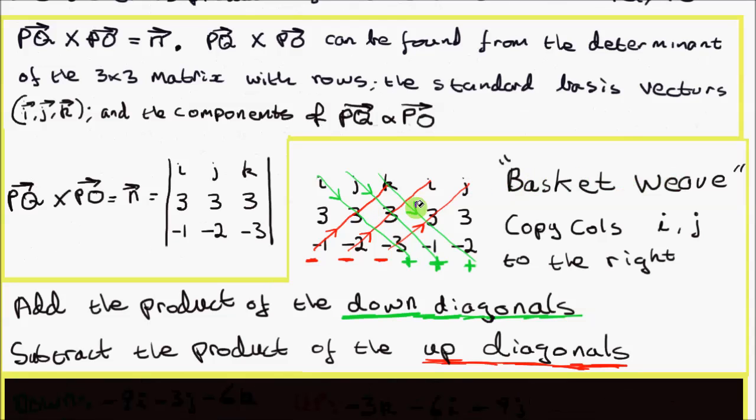Now the technique I'm going to use to find the determinant is the basket weave technique. There are other methods, which all give the same answer. They all give the answer of PQ cross PO. In the basket weave technique, we copy our columns i and j, and we place them to the right of this 3 by 3 matrix. Now we end up with a 5 column 3 row matrix. The basket weave technique is that we mark out the down diagonals, which I've marked in green here, and the up diagonals in red. We add the products of the down diagonals and subtract the products of the up diagonals.